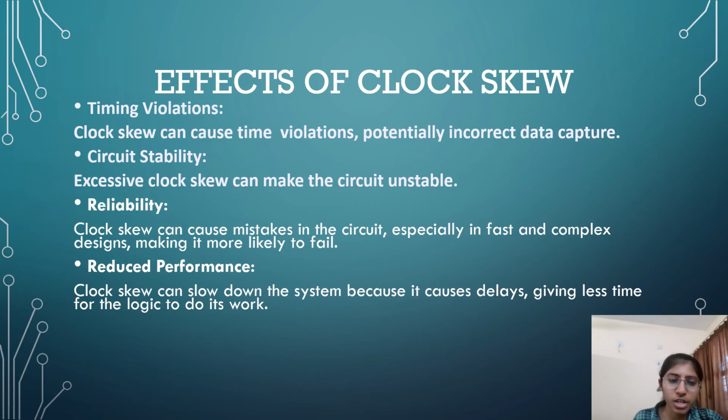First, timing violation. Clock skew can cause timing violations, potentially incorrect data captures. Second, circuit stability. Excessive clock skew can make circuits unstable. Third one, reliability. Clock skew can cause mistakes in the circuit, especially in fast and complex designs, making it more likely to fail. So it can cause a more likely to fail situation in complex designs.